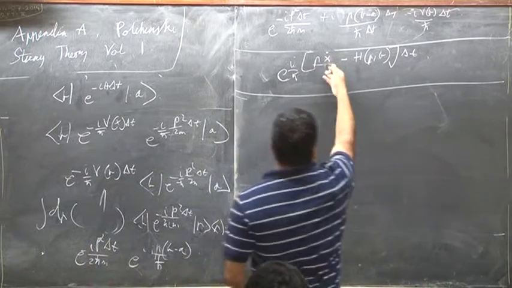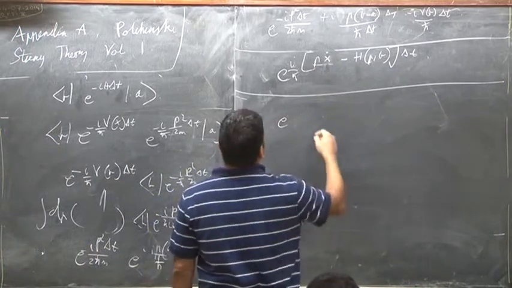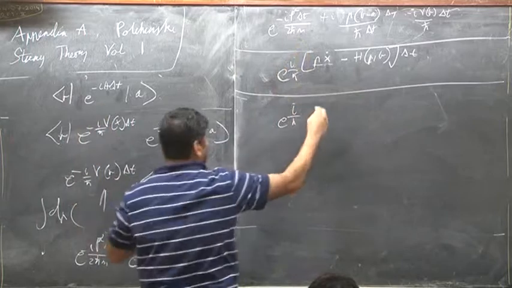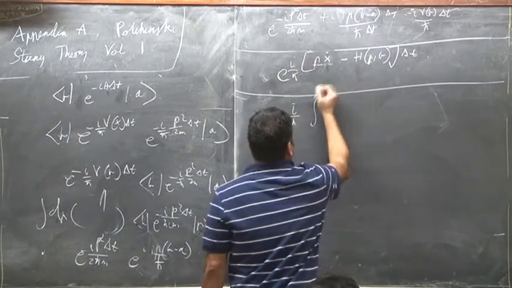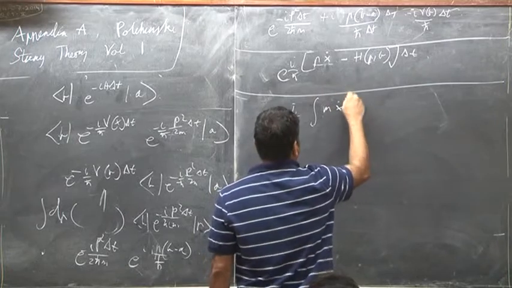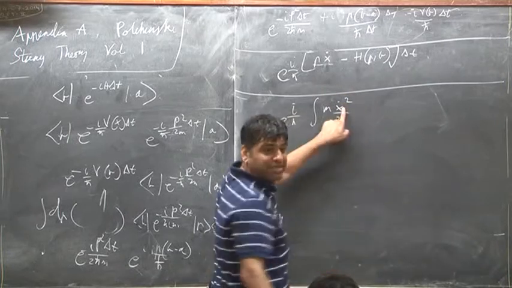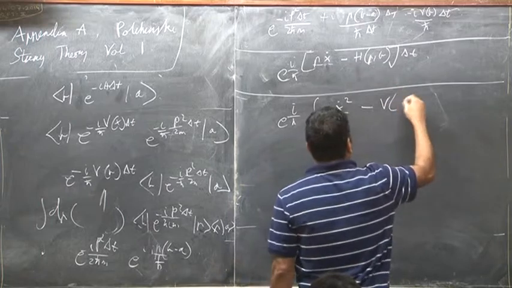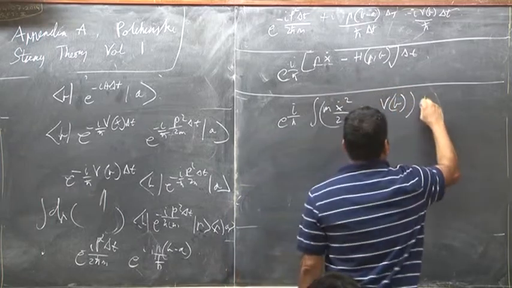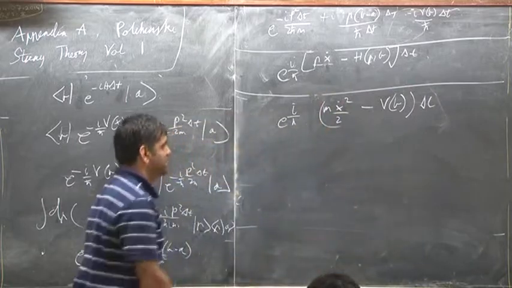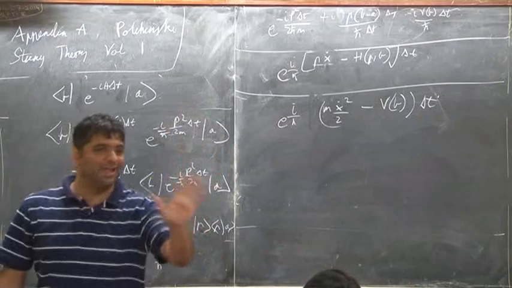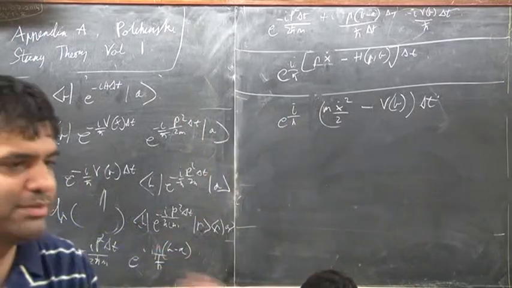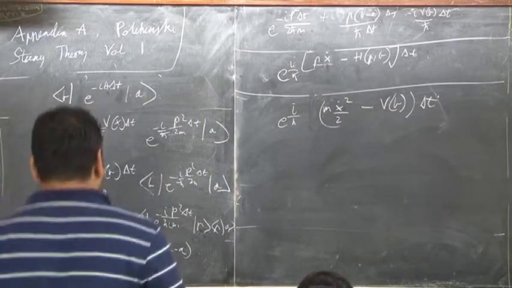So now, just using what we know, what we're going to get is that this is simply e to the power i by h times the action, which is simply the action we started with, which was x dot, m x dot squared by 2. x dot, remember, is code for b minus a by delta t. Minus V of b, the whole thing, times a constant normalization factor, which will be of no importance for much of what I say. Is this clear?